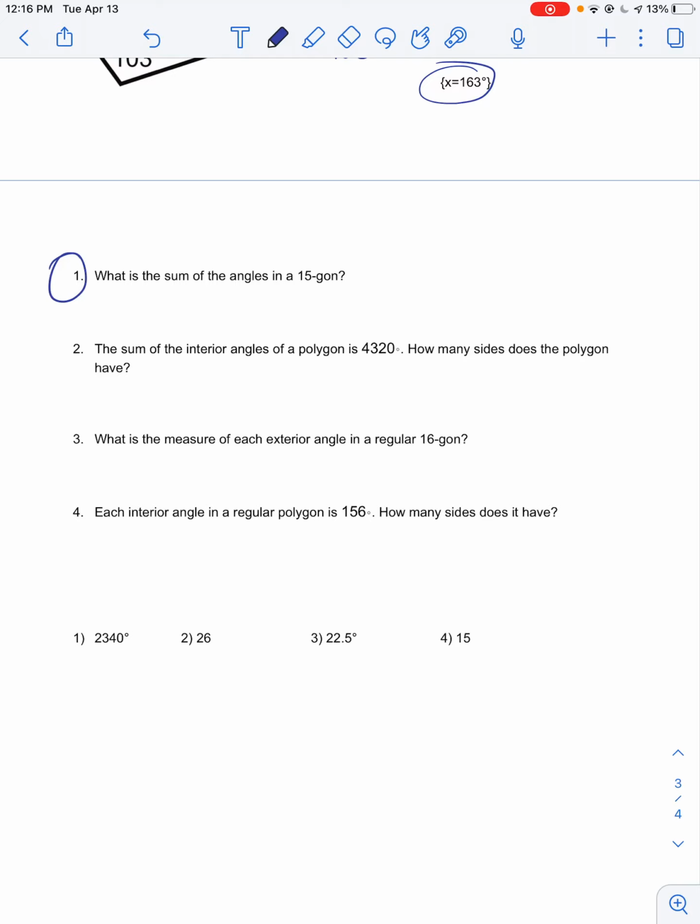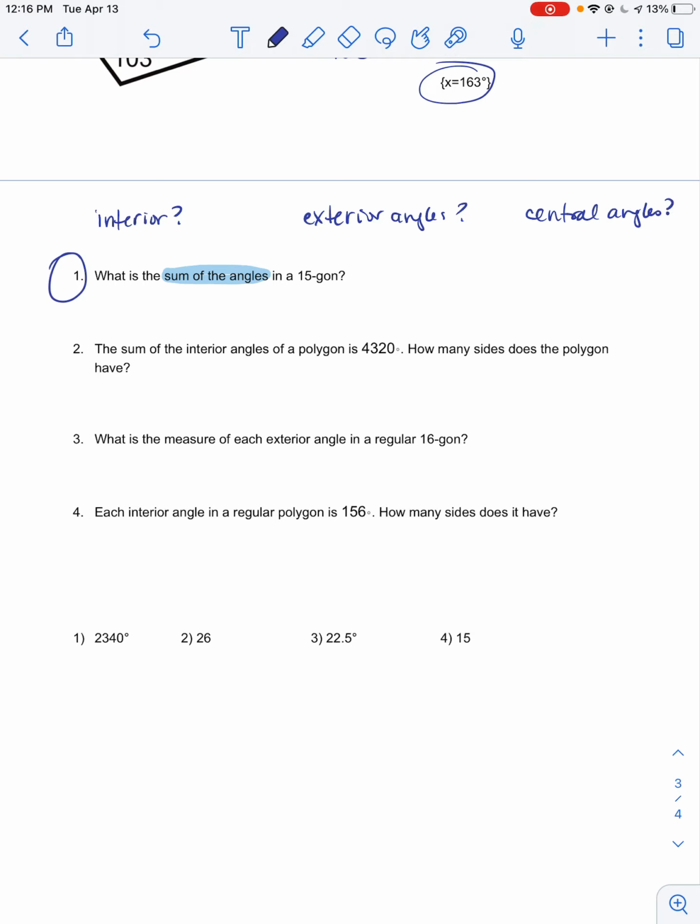So what's wrong with this question? Here's what's wrong. Sum of the angles. It doesn't tell me which angles. Are we talking about interior angles? Are we talking about exterior angles? Are we talking about central angles?